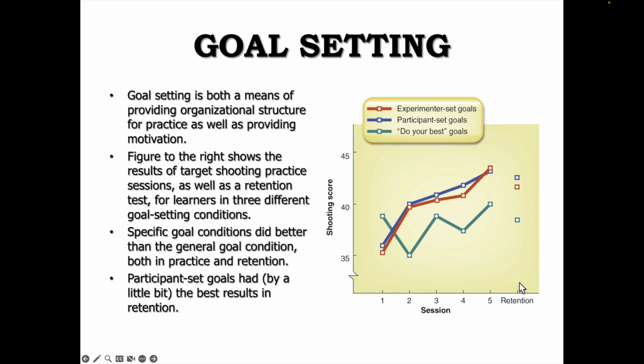When they looked at how well these skills were retained, or how well motor learning occurred when the retention test was performed later on, both the experimenter and participant set goals did a lot better than the do your best goals. So basically, this shows that having very specific goals, whether set by the experimenter or the participant, is going to lead to better motor learning than not having goals set at all.